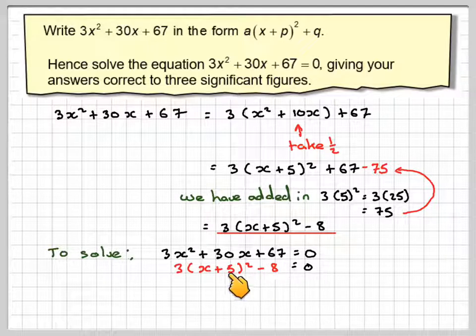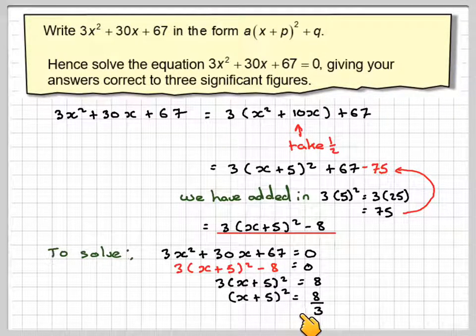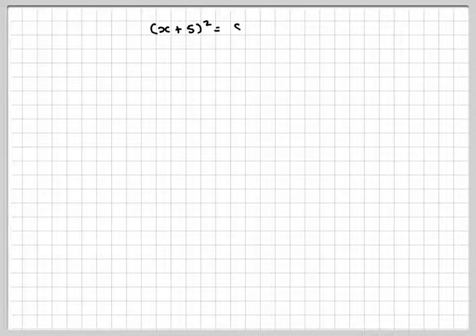And now we try to make x the subject. So the first step would be to add 8 to both sides. So we get 3(x + 5)² = 8. We then divide by 3. So we get (x + 5)² = 8/3. So taking that now to the next page.